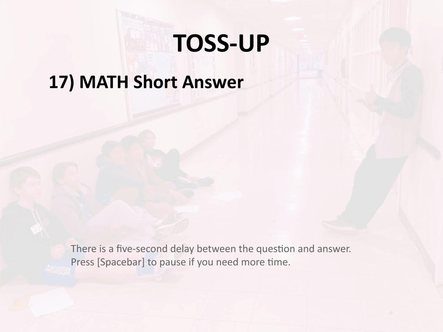Toss-up 17. Math. Short answer. The value of a squared minus 2b squared plus c squared, where a, b, and c are consecutive odd integers in increasing order, is a constant. What is it?